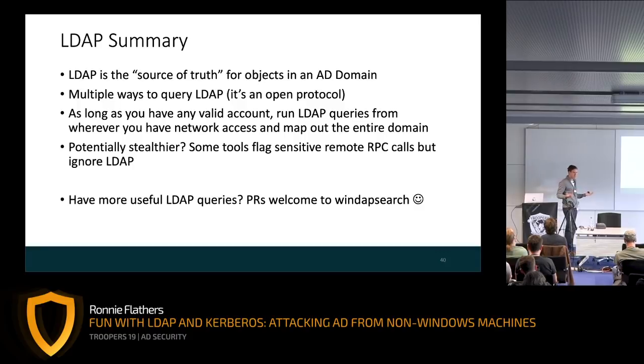So in summary for LDAP, like I said, consider it the source of truth for all objects in an Active Directory domain. It's really the first stop that I would go to try to map out a domain. And the protocol is fairly easy to work with when you get the hang of it, and there's lots of ways to query it. It is an open protocol, so find whatever client you want in any language you want to write a script in. There's going to be an LDAP-compliant library for it, and then you just start putting those same LDAP filters in, and you can pull that information out.